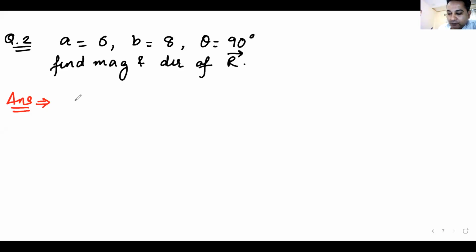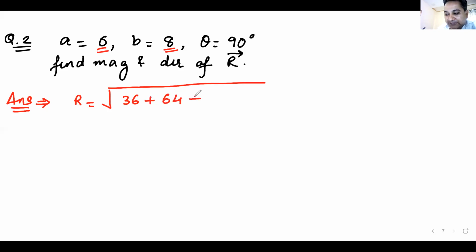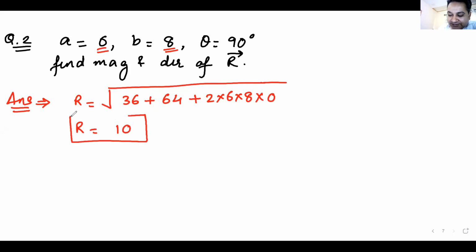I got it. So resultant will be equal to under root of, get used to this formula. You might have to use it many times. 6 squared is 36 plus 8 squared is 64 plus 2 times 6 multiplied by 8 multiplied by cos of 90. How much is cos of 90? 0. Yes, it will be. So R, the magnitude, becomes 10.